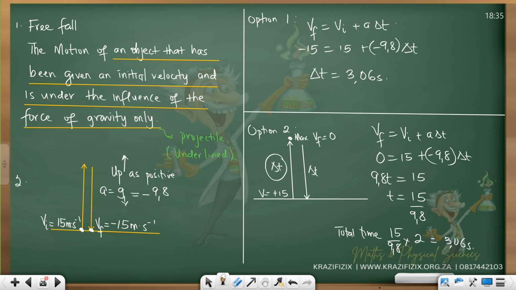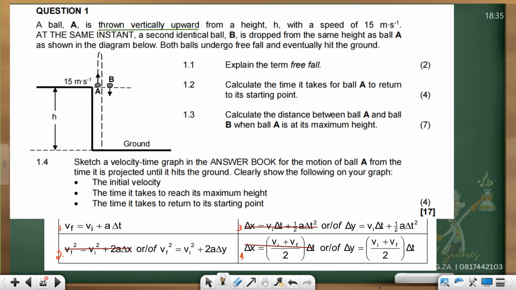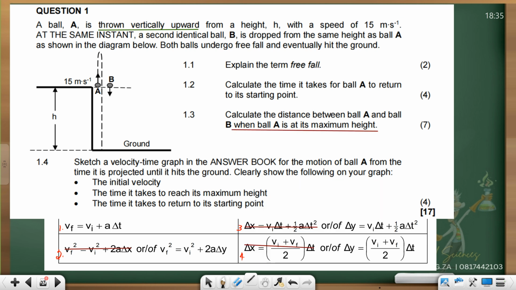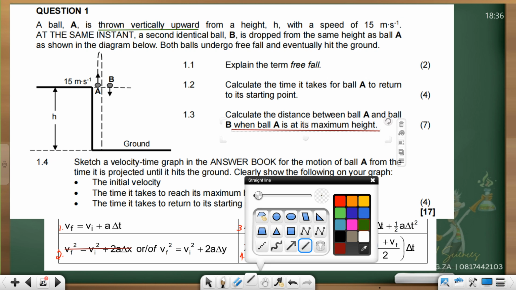All right. Let's look at the next one quickly. Calculate the distance between, this is what some of you do. Your eyes go to the marks and you go to the next question. But let's check. Calculate the distance between ball A and B. I want you to read. It says what? When A is at. What does this when talk about?